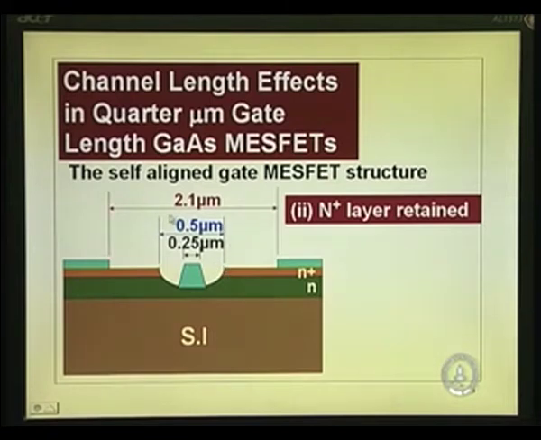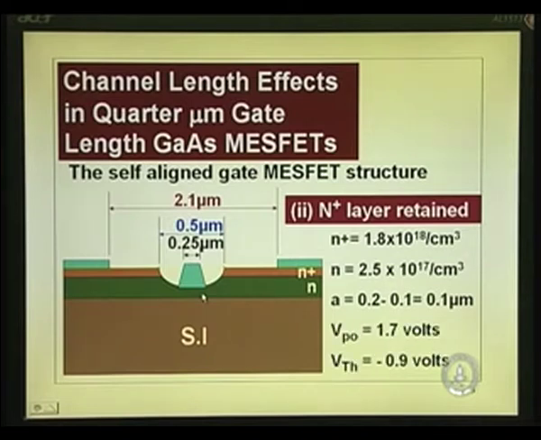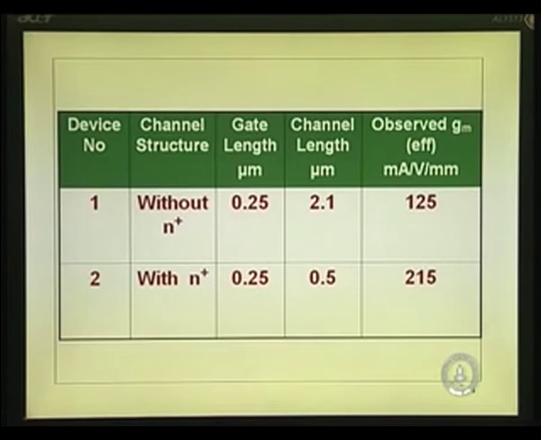So, in device 2, the N plus layer is right up to this point. So, channel length is actually 0.5 micron, it is as good as extending the metal right up to this point, because it is heavily doped, it is metallic conduction. So, the difference is only in the channel length. Gate length in both the cases is 0.25 microns. Now, when they measured the results on these devices, the devices showed like this.